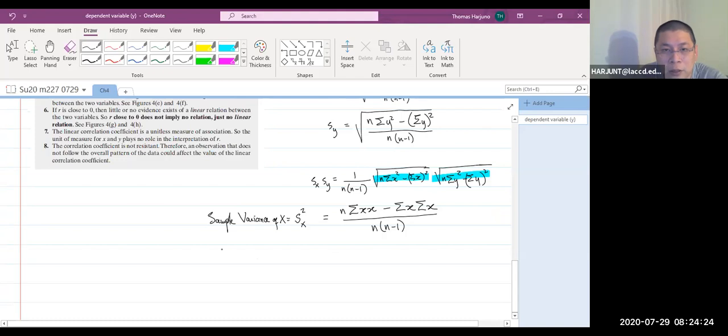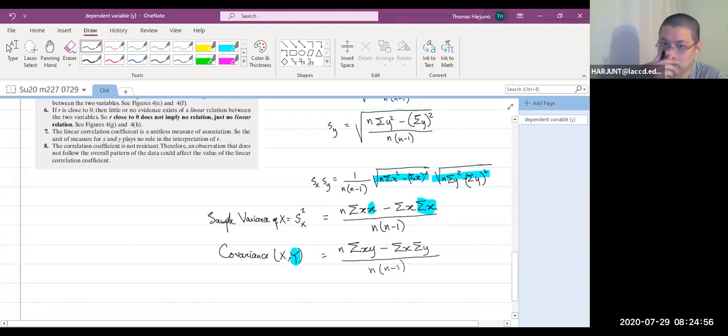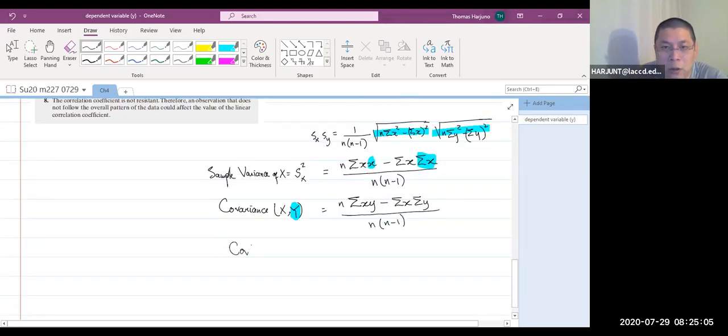Okay, now covariance between x and y is basically changing one of the x into y. So it would be n times the sum of xy minus the sum of x times the sum of y, over n times n minus 1. Now, the correlation coefficient of xy, also denoted by R, the way we wrote it above, is basically the covariance of xy divided by the sample standard deviation of x times the sample standard deviation of y, in which the denominator n times n minus 1 will cancel.